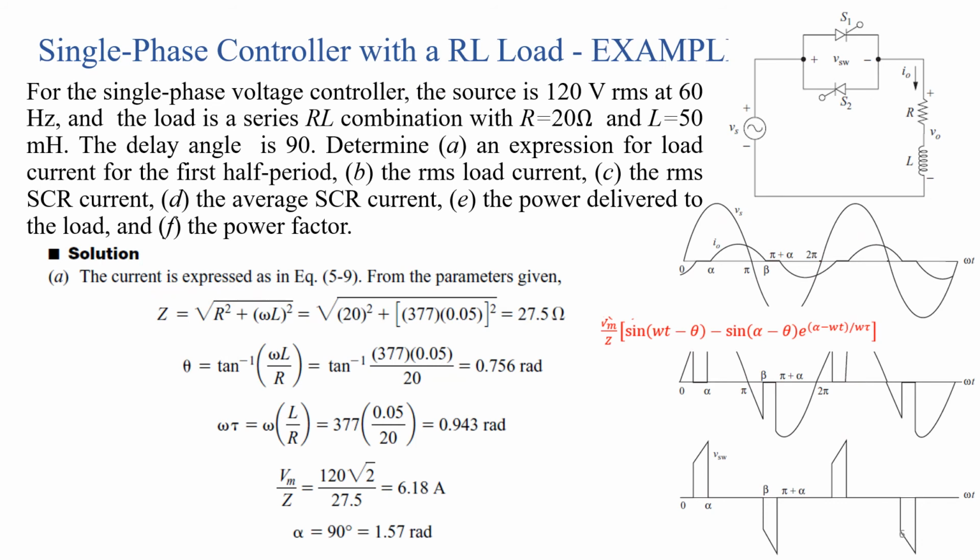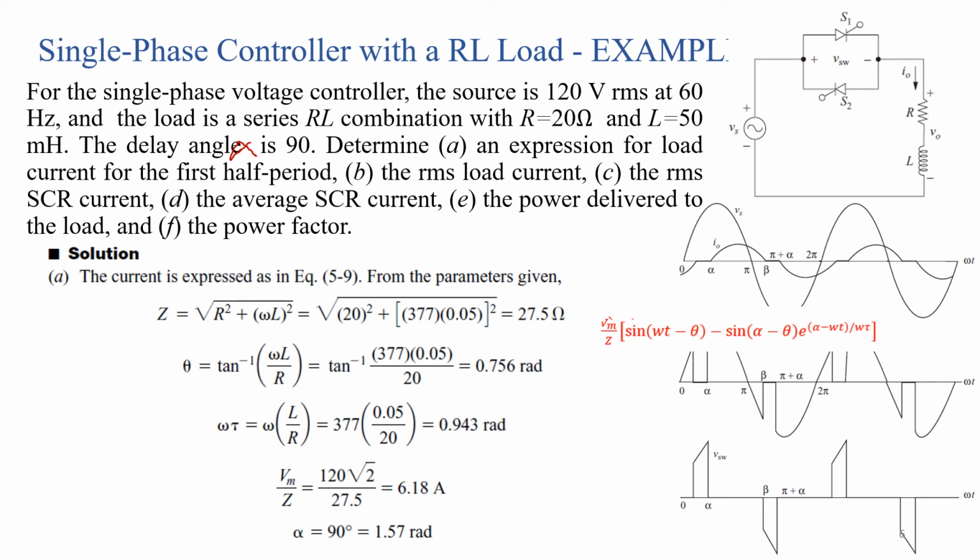So let's have an example on the single phase bidirectional AC voltage controller using RL load. In this example, we have a voltage source of 120 V RMS at 60 Hz, and the load is a series RL combination with R equal to 20 ohm and L equal to 50 millihenry. The delay angle alpha is equal to 90 degrees. We need to determine an expression for the load current for the first half period, second the RMS load current, the RMS SCR current, the average SCR current, the power delivered to the load, and the power factor.